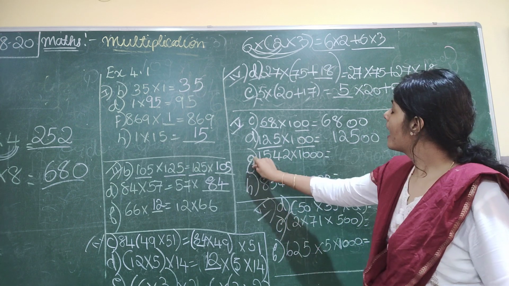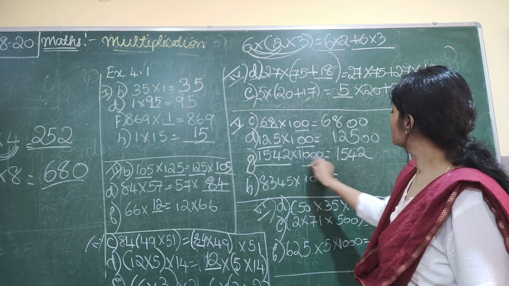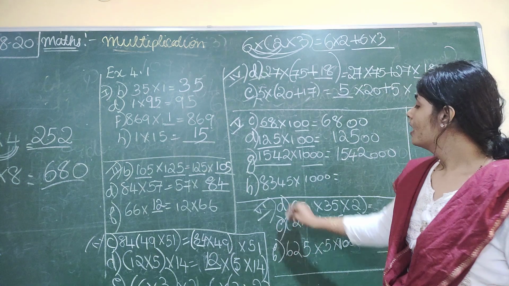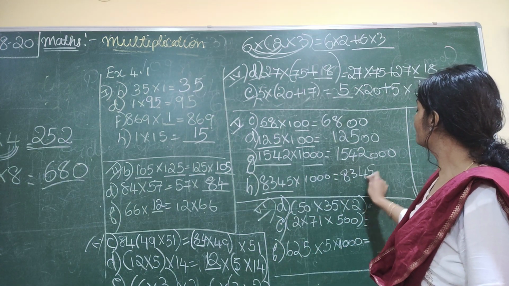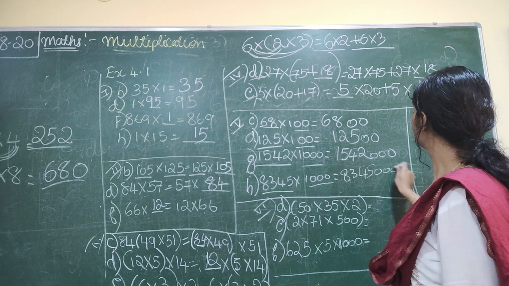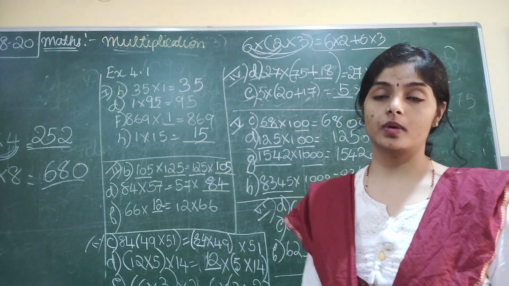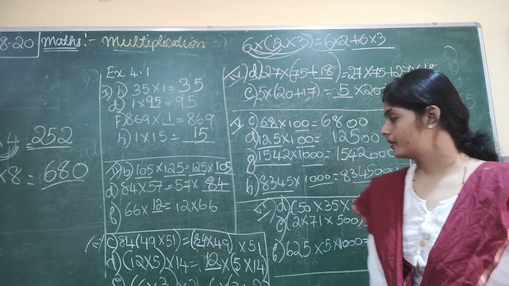2 zeros. I have 1542. How many zeros? 3 zeros. 1, 2, 3. Simple. I have 8345. How many zeros? 3 zeros. 1, 2, 3. Got it, children? C, D, G, H I did. The rest of the things you should work out. Understood, children? Next, sixth main.